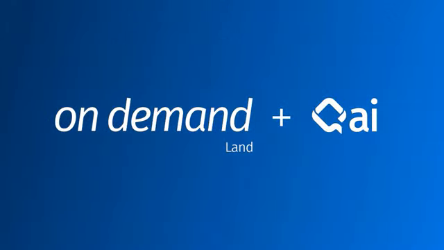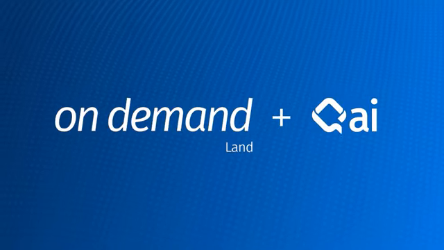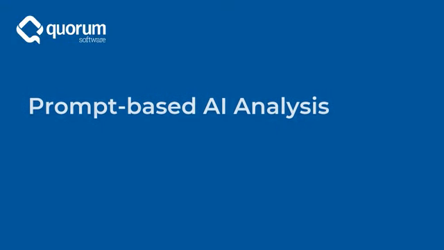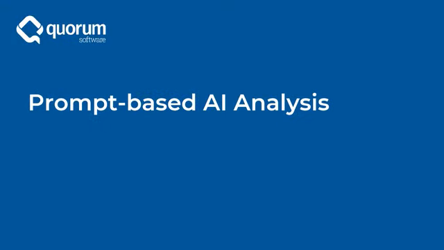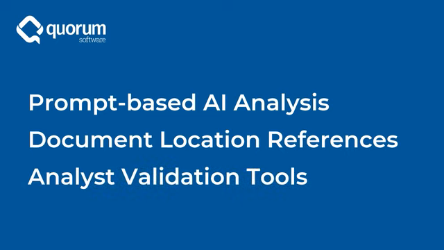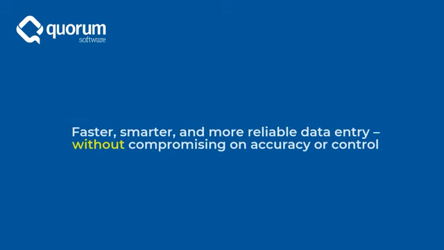With Kai data extraction, on-demand land integrates directly with Microsoft AI services to analyze, extract, and validate key terms and provisions from complex land agreements. It delivers seamless data accuracy by combining prompt-based AI analysis for consistent terminology and definitions, document location references that showcase exactly where extracted data originates, and analyst validation tools to approve or reject AI results based on business standards. What this means is faster, smarter, and more reliable data entry without compromising on accuracy or control. So let's take a look at how we do this in on-demand land.